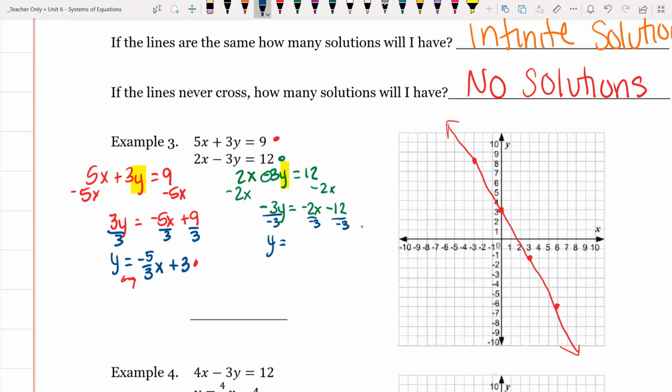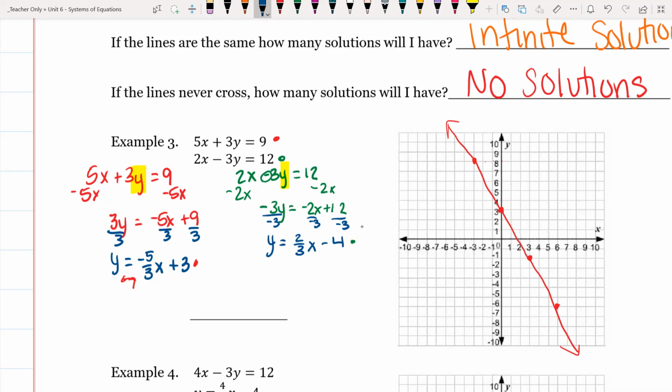So you're going to get y equals, when we do a negative divided by a negative, it gives us a positive, right? So positive 2/3 x. And then negative divided by negative is a positive, so it'd be plus 4. Okay. Now we're going to graph this. So we're going to have plus 4. Just kidding. Miss Myers is making so many oops. I'm sorry. This was a positive 12. So that means that this is a minus. I apologize.